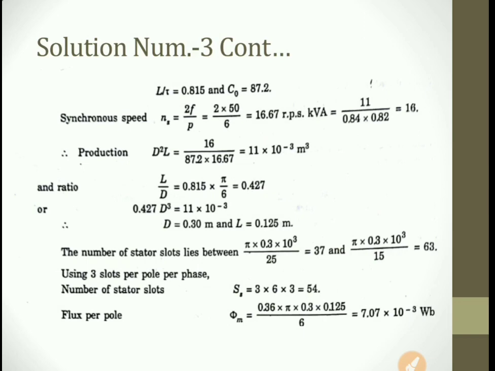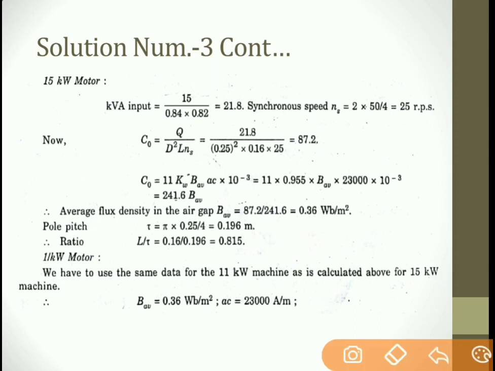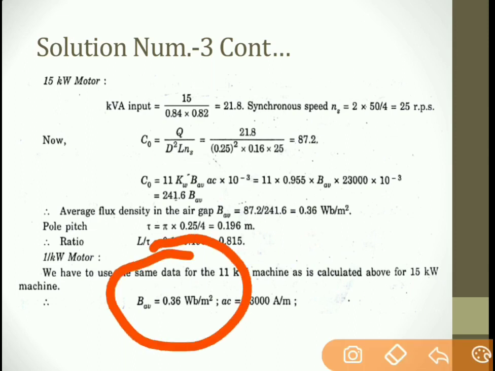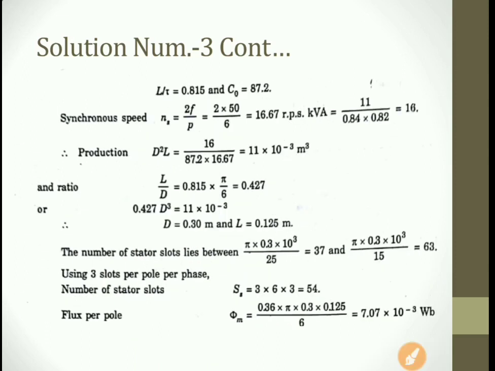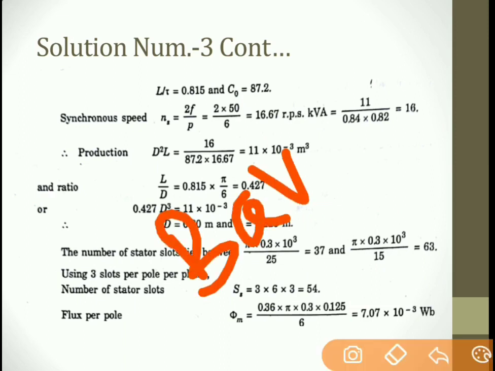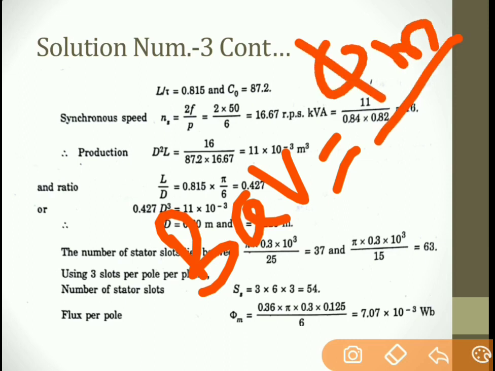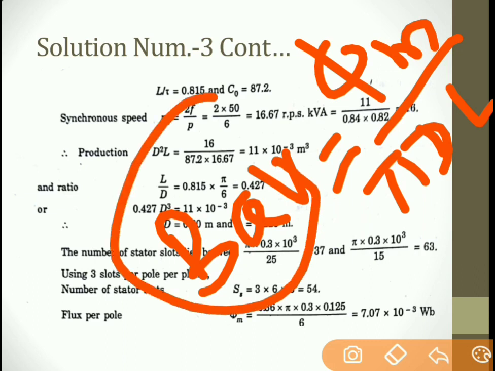If I go through the data which is available with me, I have been knowing the value of BAV is 0.36 Weber per meter square. So if I consider that value, BAV is generally equal to phi m upon pi D L. This is the formula for specific magnetic loading.